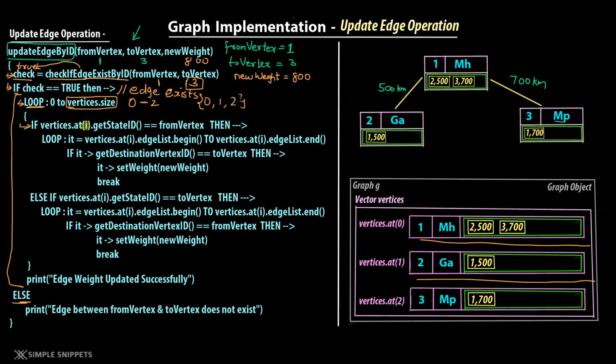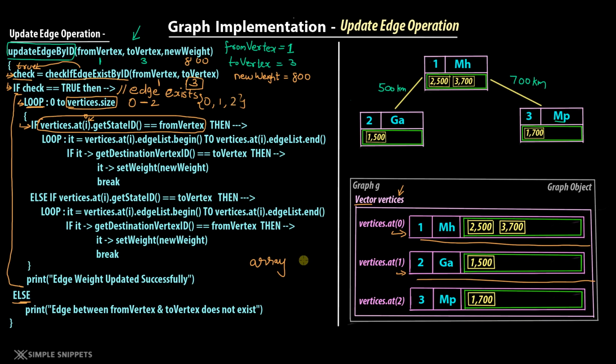We say if vertices at I dot get state id equal to from vertex, then. Okay, let's try to dissect and understand what this if condition is. So we are saying if vertices dot at. Remember I said vertices is a vector which comes from the STL library. So this at is nothing but an inbuilt function, and it takes one argument which is an integer value, and that integer value is nothing but the index position. So if you say at 0, it will give you the very first element. If you say at 1, it will give the second element, just like an array, right?